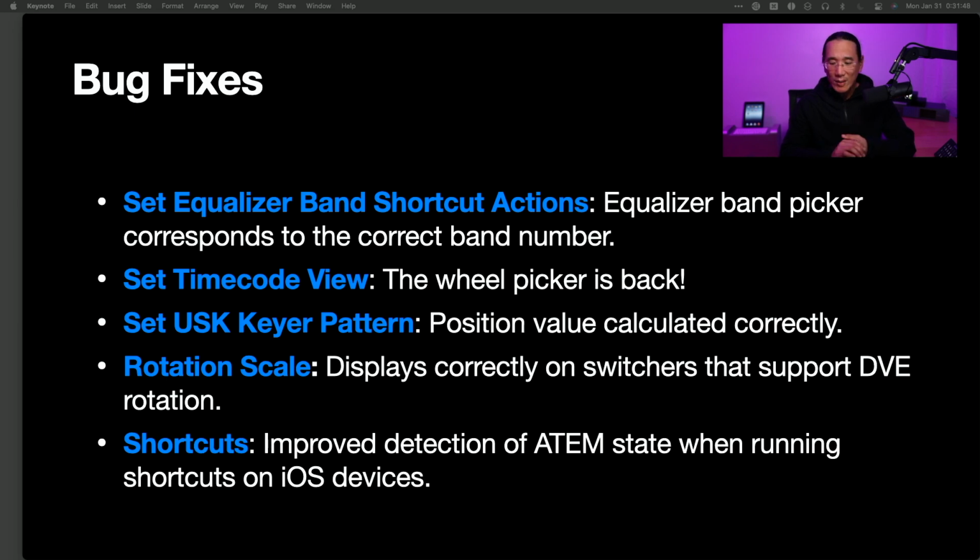And if you're using shortcuts on an iOS device, it will work much better because it will detect whether the switcher is active. And if it's not active, it will just stop running the shortcut and say, you know, there's a problem. You need to connect MixEffect. There's a shortcut in the docs, the MixEffect helper or the MixEffect switcher active shortcut that I highly recommend you put at the top of all your shortcuts that are interacting with MixEffect.